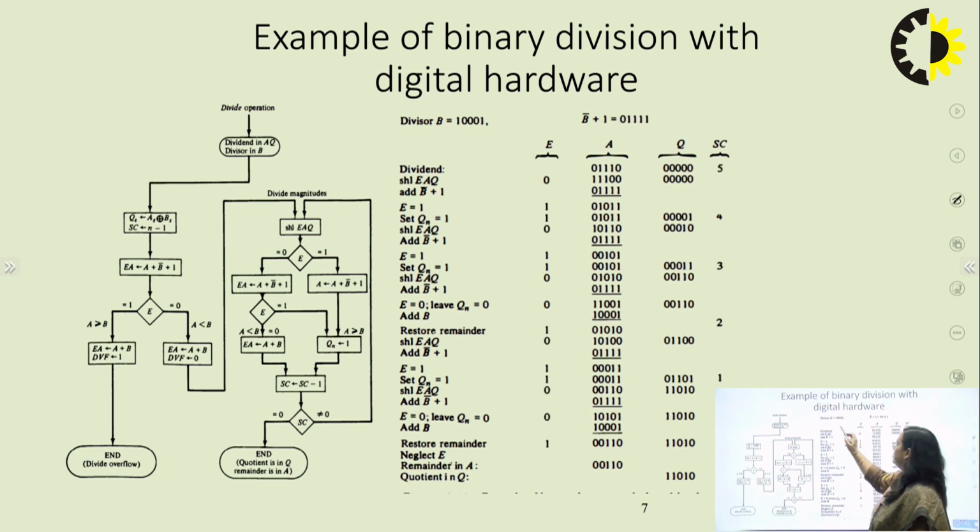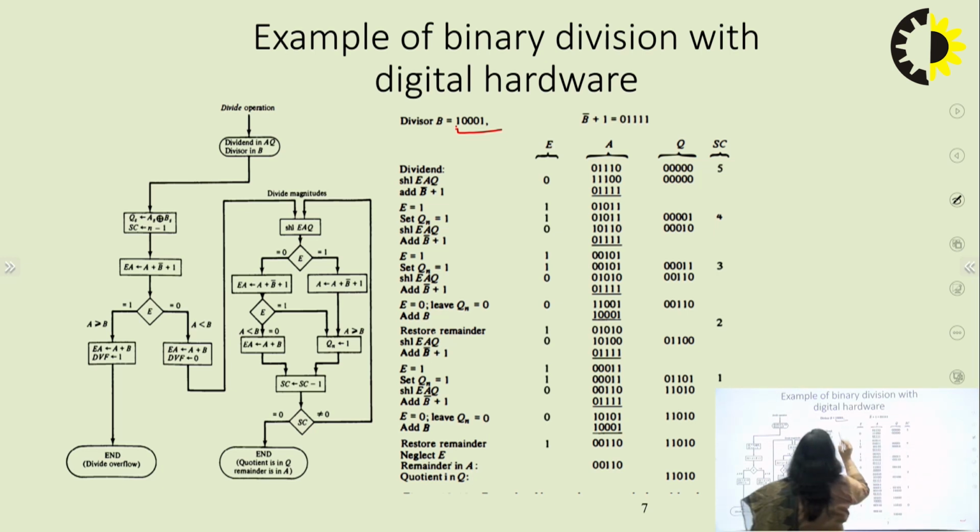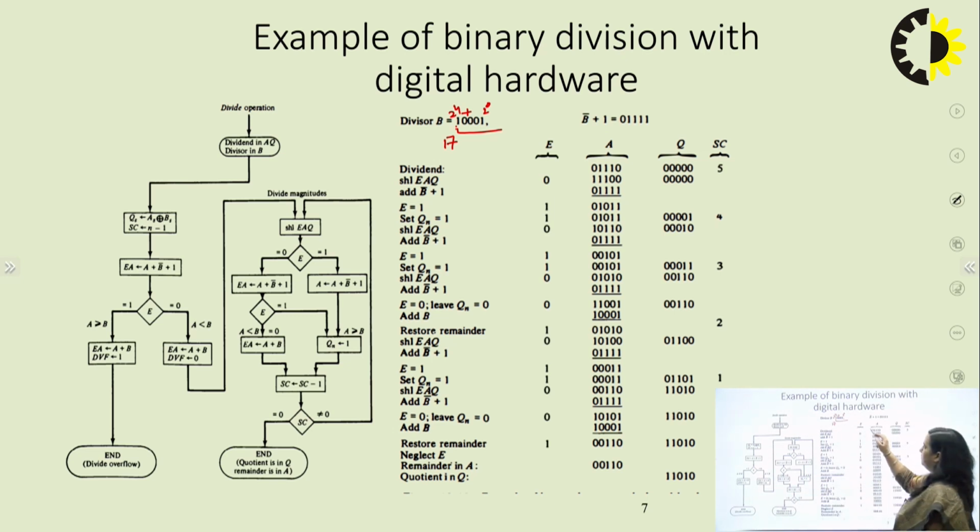So what is the divisor here? Here the divisor is 1 0 0 0 1. This is 2 raised to power 0 plus 2 raised to power 4, so it is 16 plus 1, 17. This is the previous example in which we performed the binary division algorithm. We have taken the same example again. This is the value, and this value is 148.